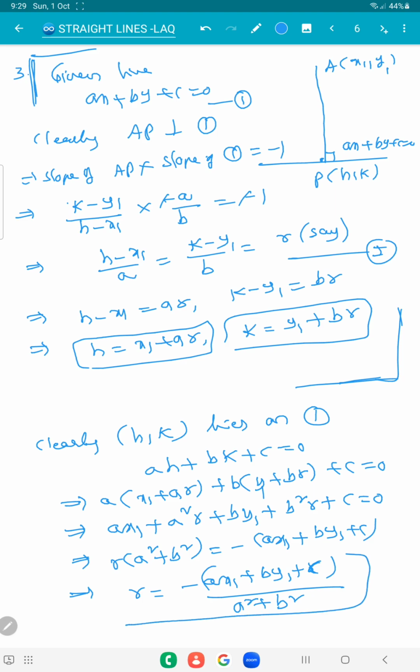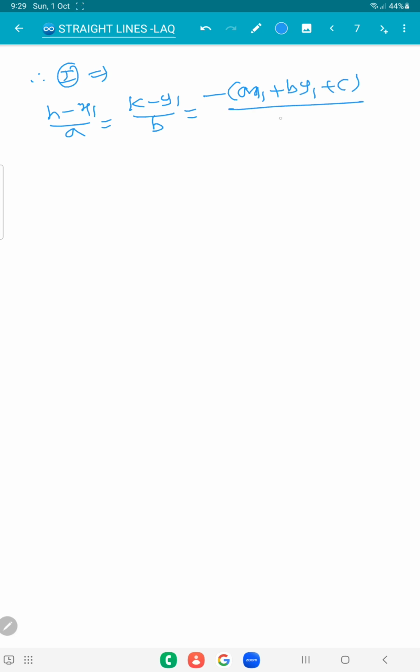Observe that this r should be substituted in Roman 1 equation. So Roman 1 implies that (h minus x1) by a is equal to (k minus y1) by b is equal to minus of (a x1 plus b y1 plus c) by (a squared plus b squared). It is done. Next one is the fourth, image theorem.